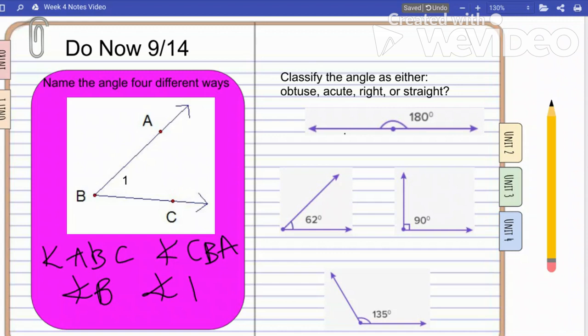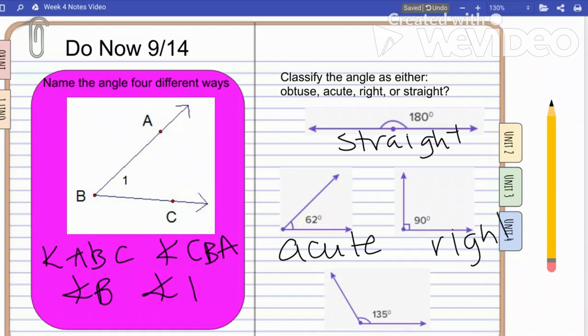So this picture on the right, that's 180 degrees. That's a straight angle. 62 degrees, that's an acute angle, less than 90. This one's 90 degrees, so we call it a right angle. It's 135 degrees, so that's an obtuse angle, greater than 90.